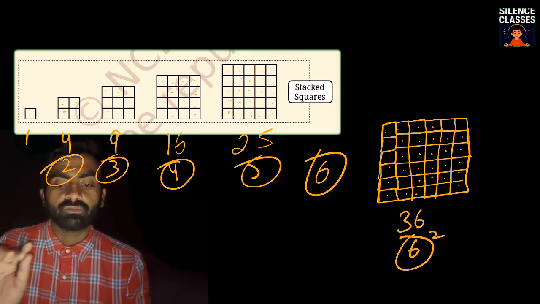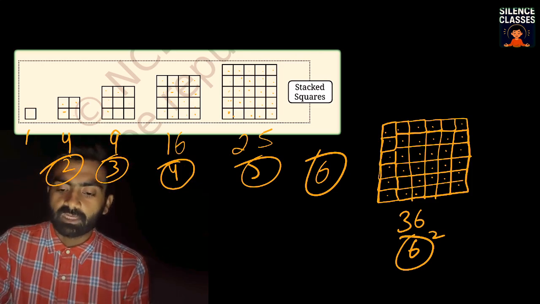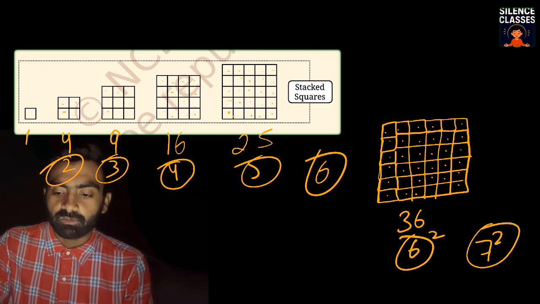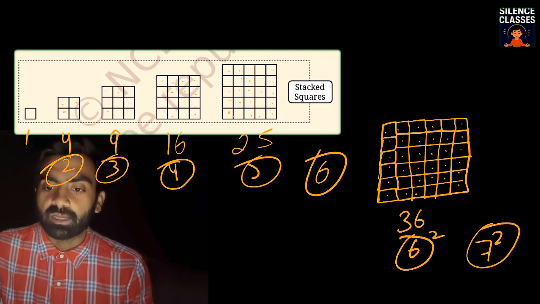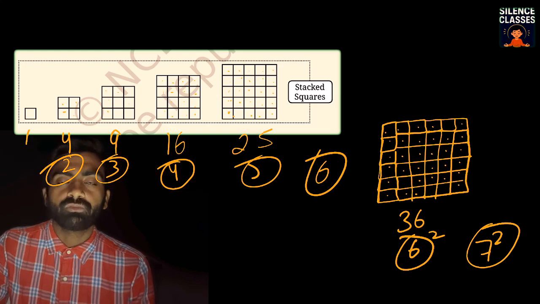So like this we have to make the next one. We will move to 7, means 7 square. So in total we have to make 49 small squares to make one big square, or we can say a stack of squares.